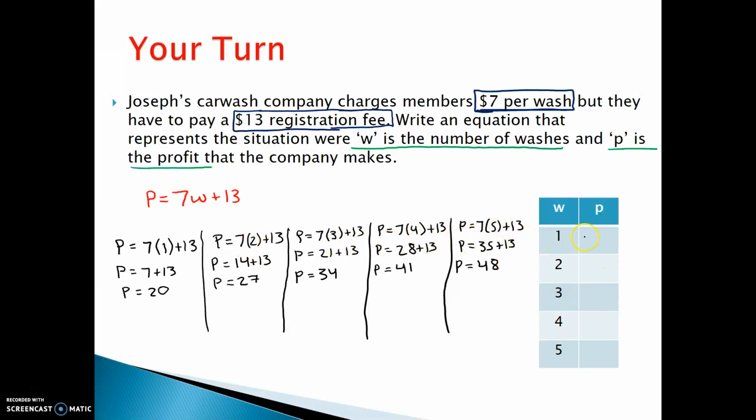So again, we get, for 1 car wash, it is $20 that they've made. After 2 washes, they've made 27. In 3 washes, they've made 34. In 4 washes, they've made 41. And lastly, in 5 washes, they made $48.